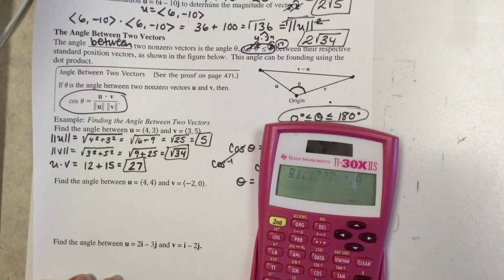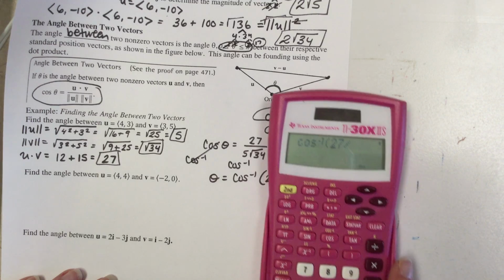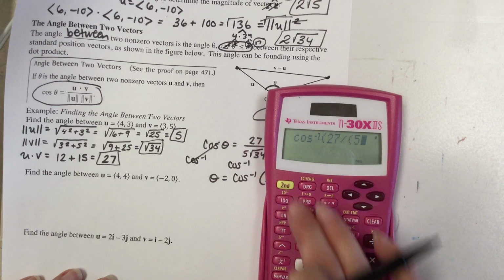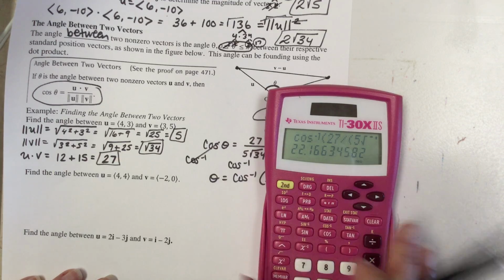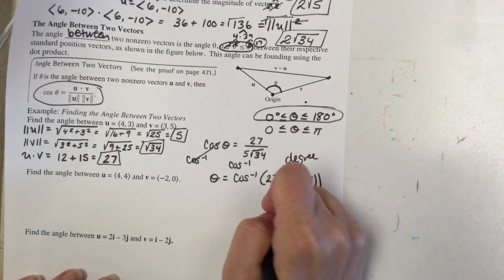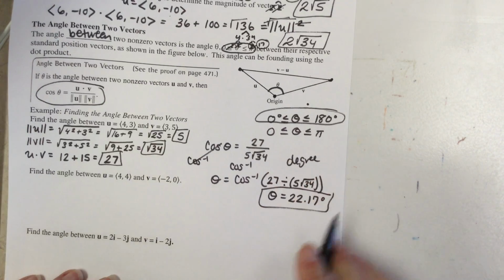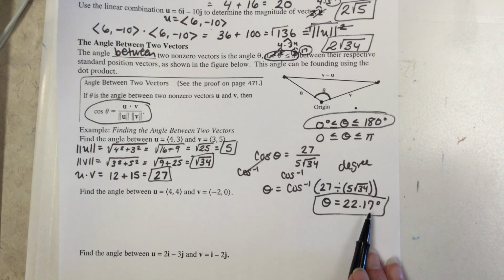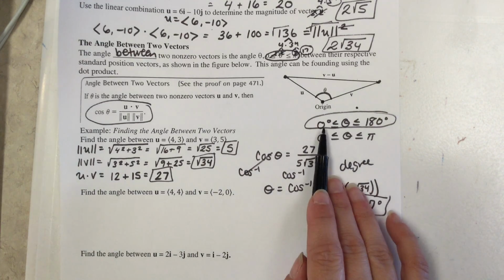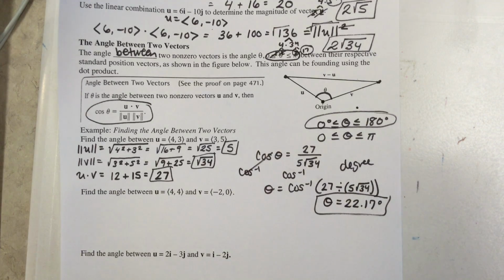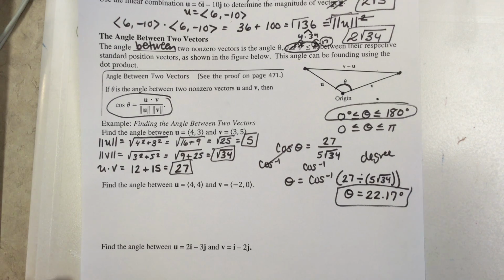Let's go ahead. I'm going to make sure I'm in degree mode. Awesome. Second cosine, or inverse cosine, 27 divided by, now the bottom is 5 square roots of 34. I get 22.17. So theta is 22.17. That is the measurement of the angle between these two vectors. Yes, 22.17 is between 0 and 180, so it matches the limitation they're telling us. Let's do 2 more of these and call it a day, guys.